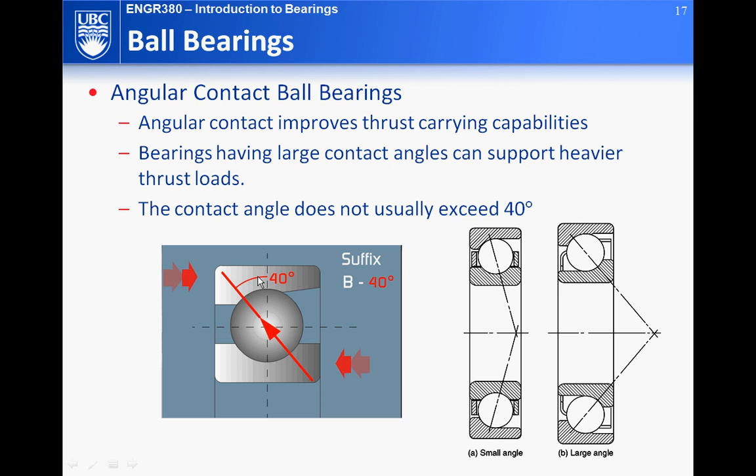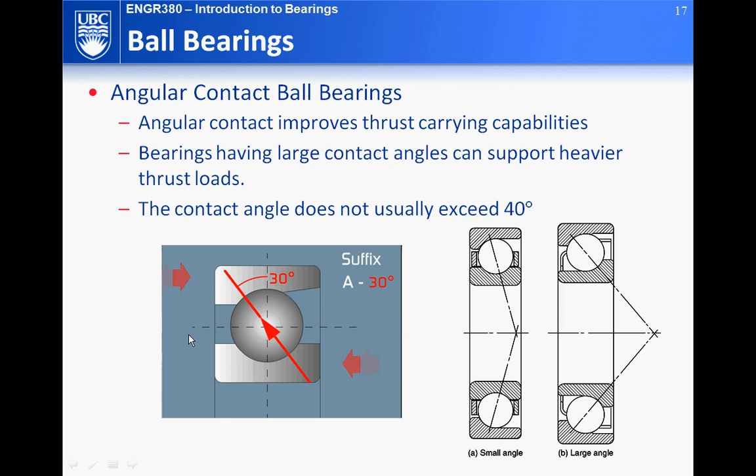Okay, yeah. The larger the contact angle, the heavier the thrust load the angular ball bearing can support. Okay. However, an angular contact ball bearing of this single-row kind can only take one direction of thrust load, which is the direction indicated by the arrow here, right? If you apply the load in the opposite direction, guess what's going to happen? It's going to come apart, exactly, right?